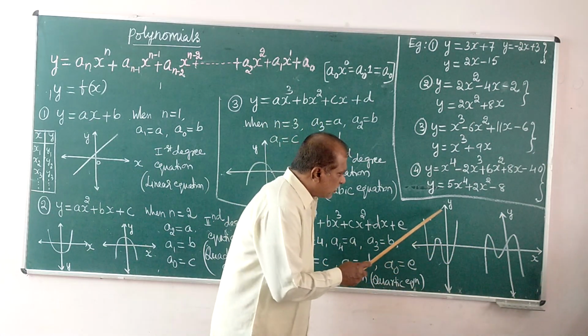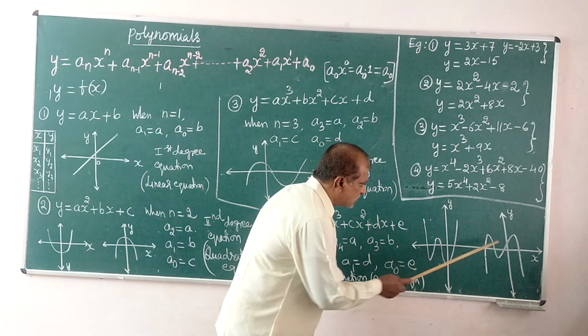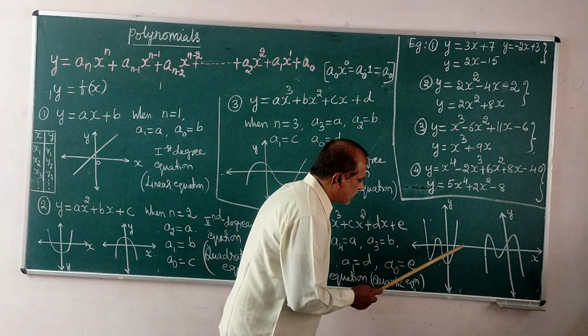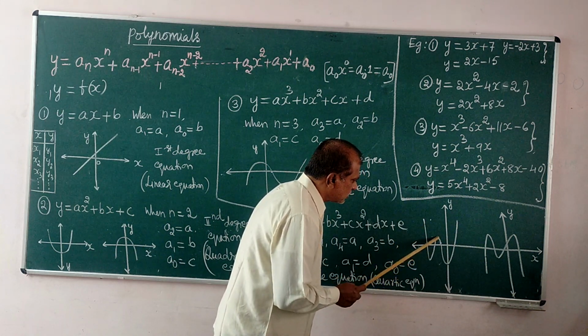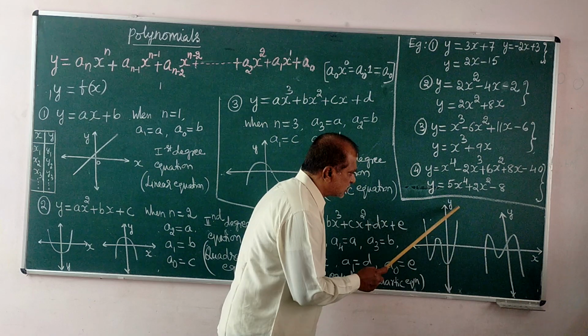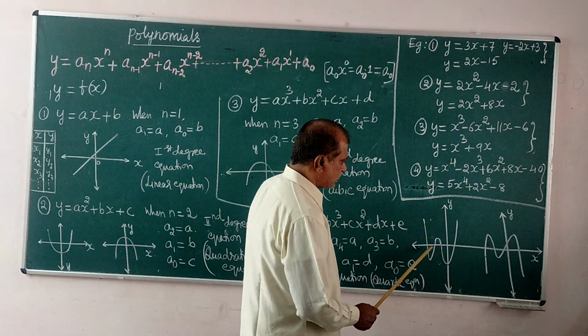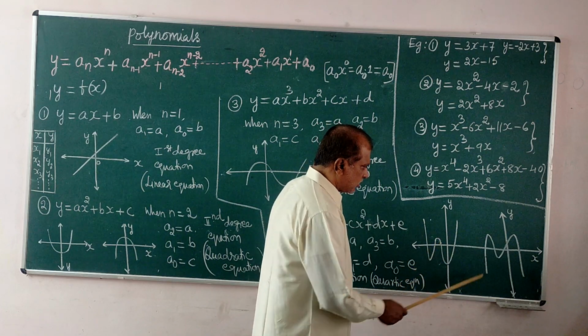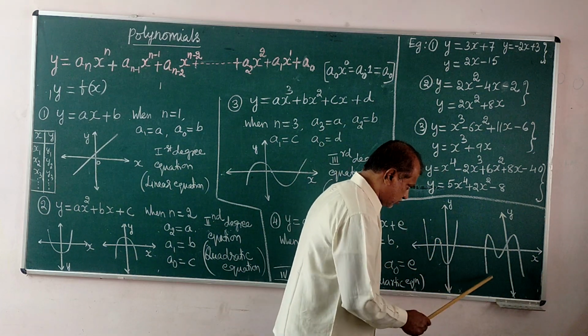So here it shows how y varies with x. As the value of x increases, the value of y decreases, then increases, then decreases, then increases like this. It may be like this, up or down. The shape here is like a W, not symmetric, similar to this.